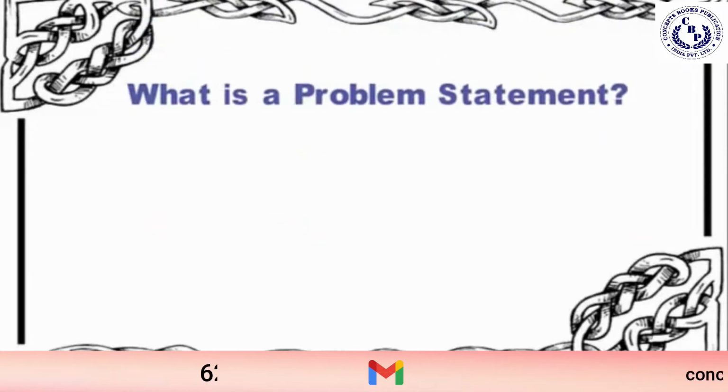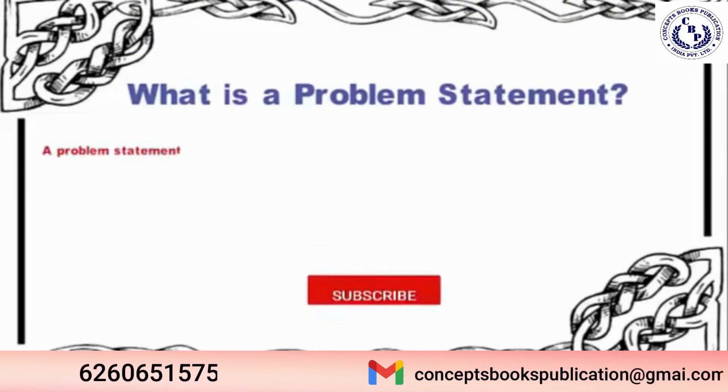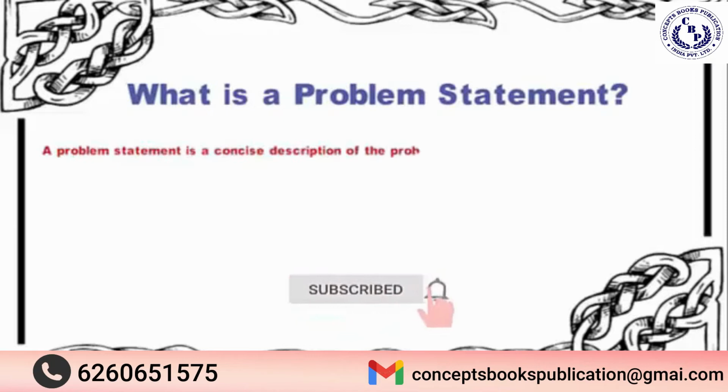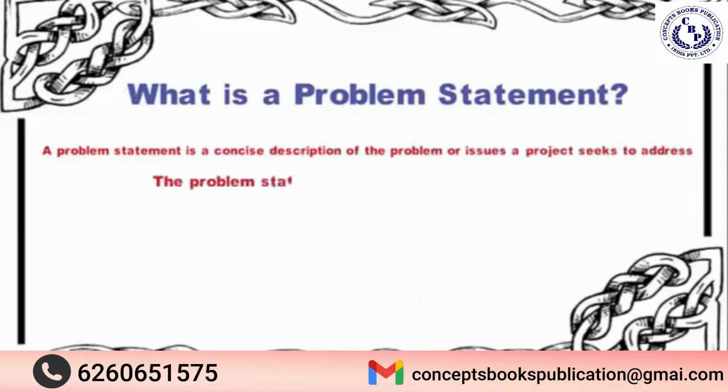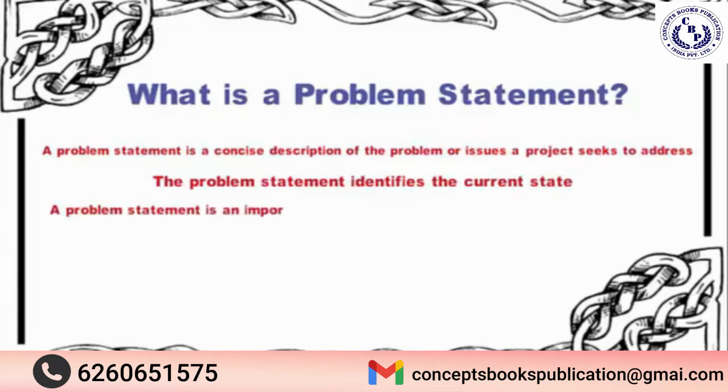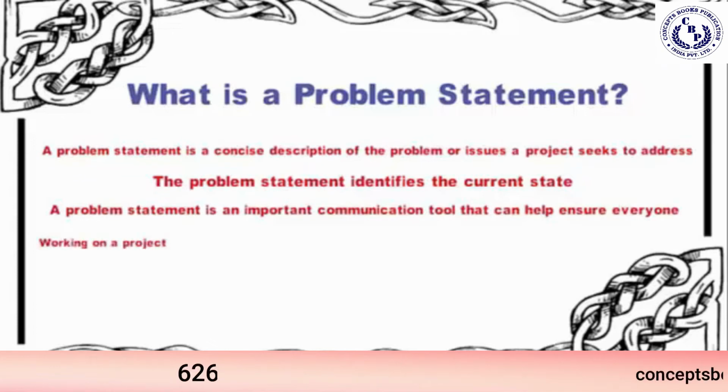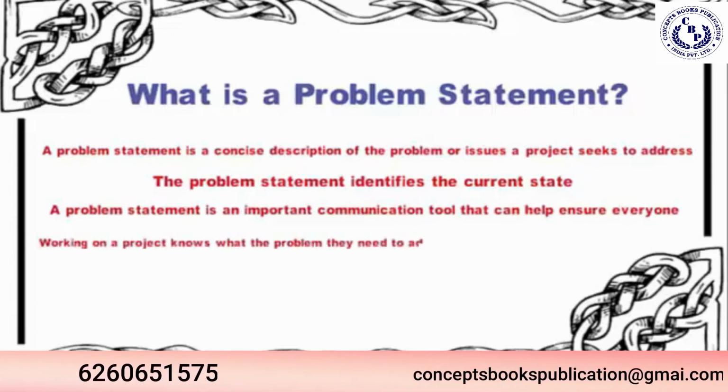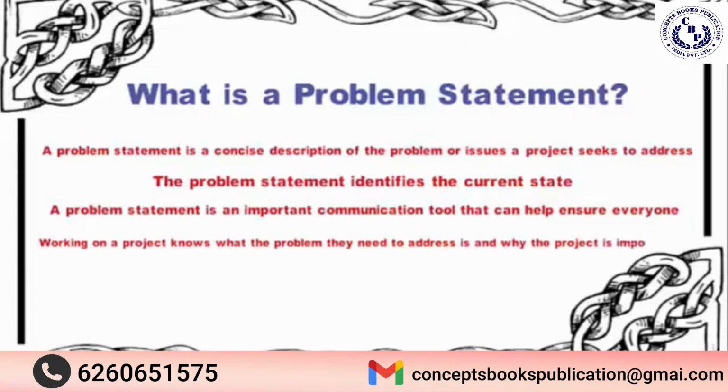First, we need to understand the term. What is a problem statement? A problem statement is a concise description of the problem or issues a project seeks to address. The problem statement identifies the current state, the desired future state, and any gaps between the two. A problem statement is an important communication tool that can help ensure everyone working on a project knows what the problem they need to address is and why the project is important.